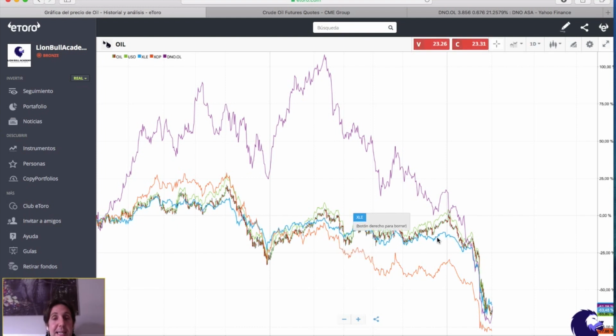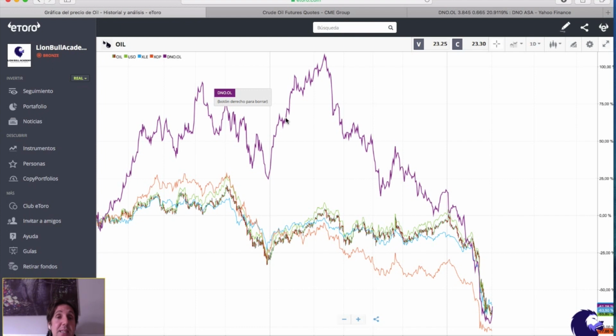You can buy also XLE, that is one energy ETF that really doesn't follow the oil too much, but the straight movement is okay. You can also diversify with this one. Or I found one Norwegian company, from Norway, that looks really interesting to me. It is this one here up, the purple, DNO.